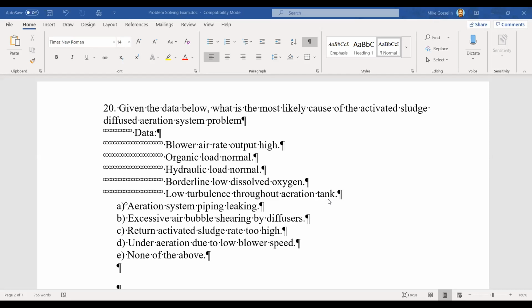Really good answer. Was there any questions on that type of question and how to get to the answer? Why can't it be D? So D says under aeration due to low blower speed. But in your data that was provided, the blower is running at high output. So the blower is running at the high speed already. So that's why D is not considered in the answers.